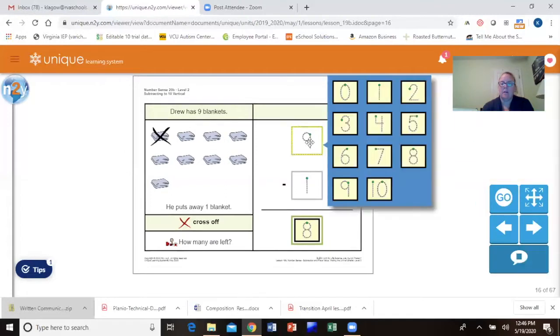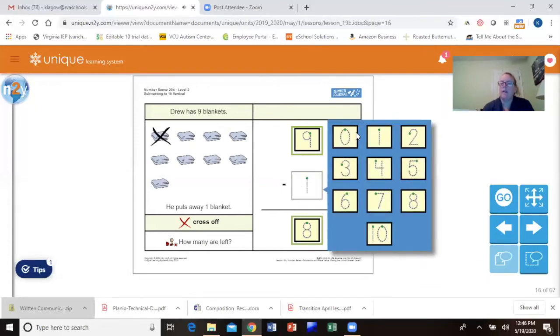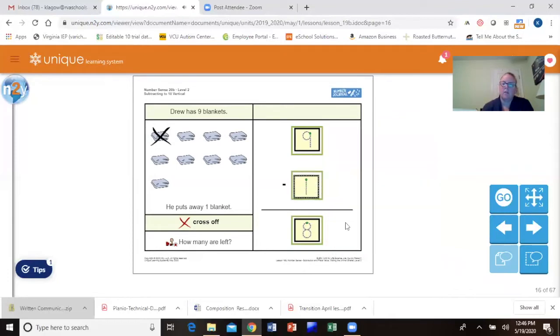Okay? 9. Match that 9. If you pointed here, you are correct. 9. Minus, or take away, 1. Find that number 1. Point to it. There's that number one. Equals? Eight. Excellent job.